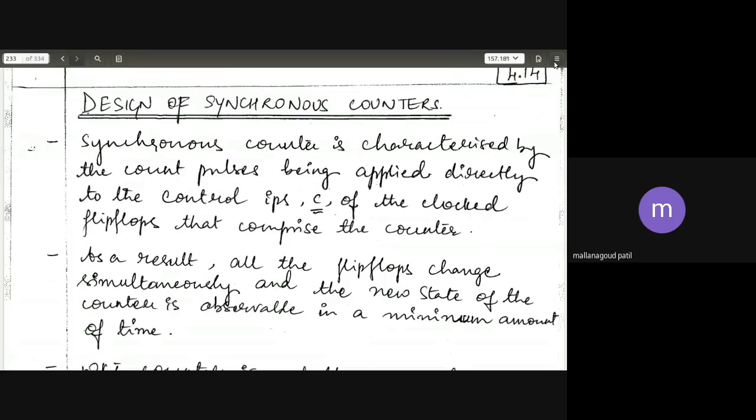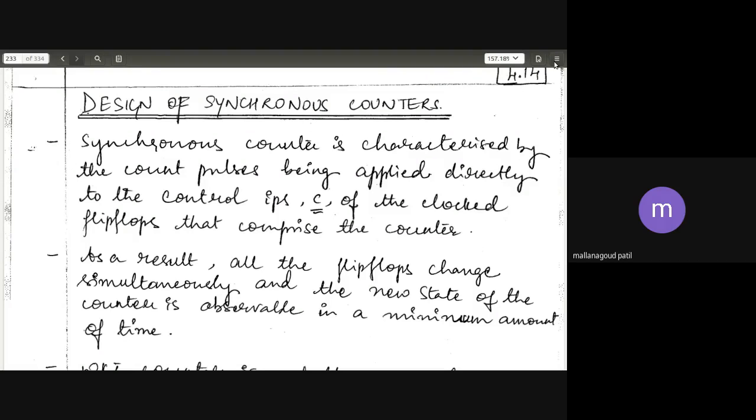If you are connecting in any configuration, serial in serial out, serial in parallel out, parallel in serial out, or parallel in parallel out, however many bits you use, that many flip-flops you will be using. All the flip-flop clocks have to be tied to a single clock pulse. When the clock pulse is given, all the flip-flops will perform the operations based on the previous condition.